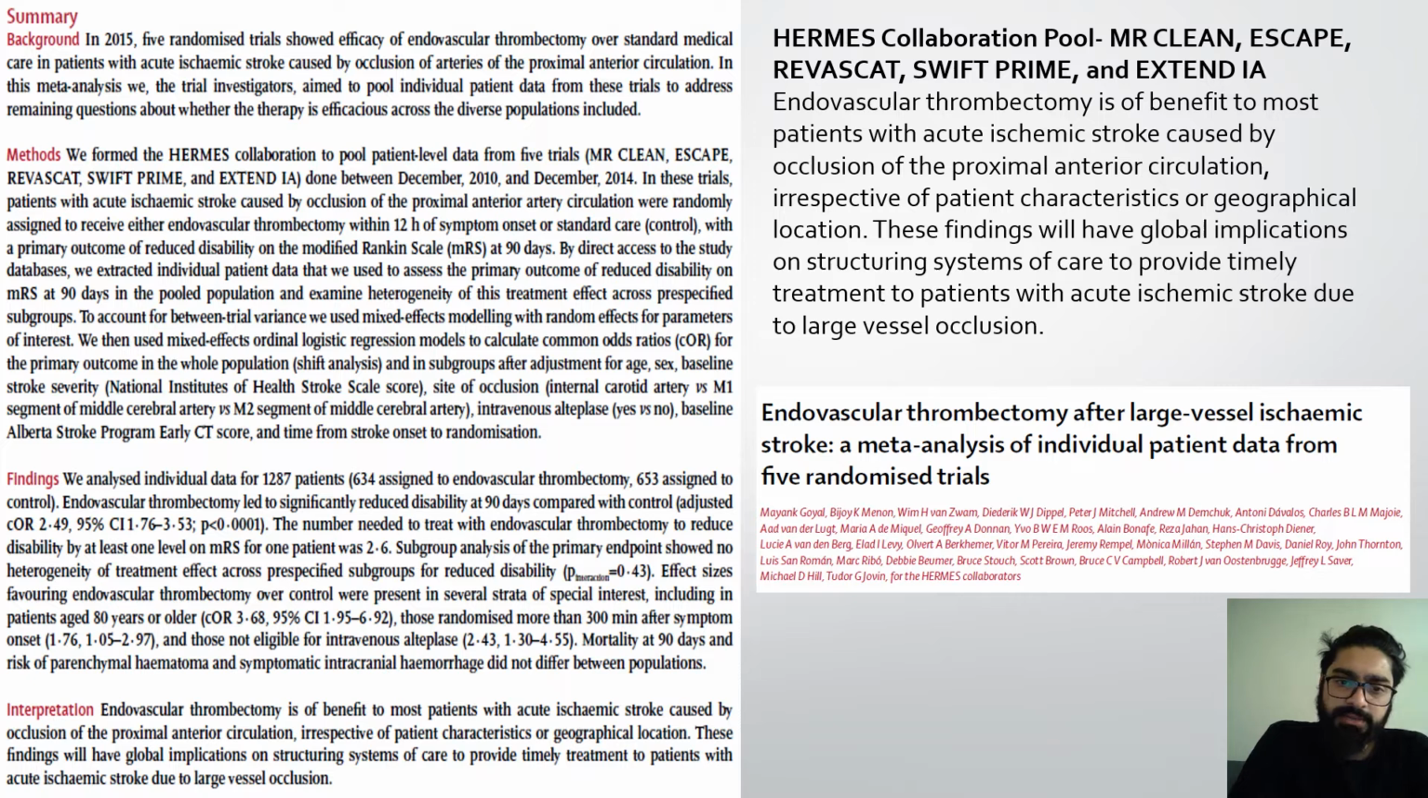The number needed to treat with endovascular thrombectomy to reduce stroke disability by at least one level on mRS for one patient was 2.6, which is also very high. So subgroup analysis of this primary endpoint showed no heterogeneity of treatment effect across pre-specified subgroups for reducing the disability.